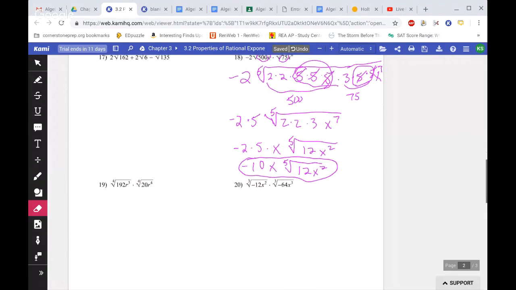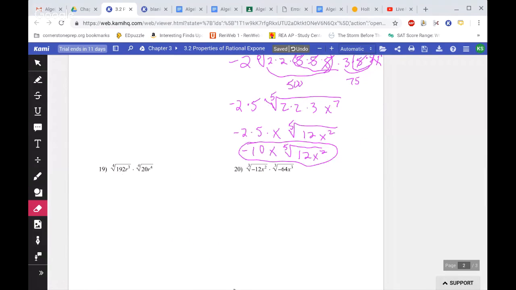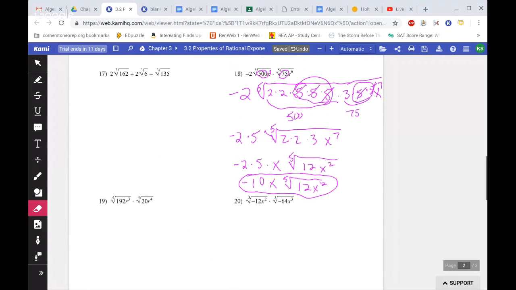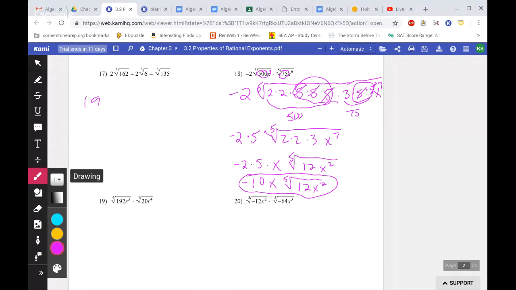Yeah, number 19. Oh, number 19. I forgot you said that. I'm sorry. It's fine. All right, so once again, I'm going to do my factoring. I'm going to do that up here. 192. 96. 48.